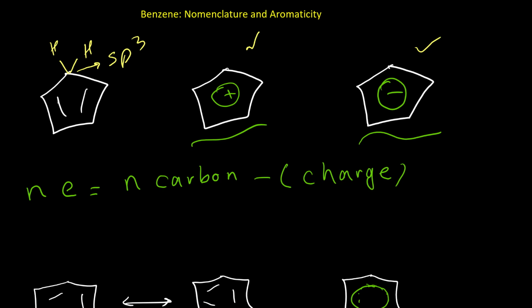Let's calculate for these two again. For the first example, we have 5 carbon minus, and the charge for the ring is positive 1. So the answer is 4 electrons. For the second one, again we have 5 carbon minus, but the charge is negative 1. We know negative will be positive. So the answer is 6 electrons. So let's have more examples.